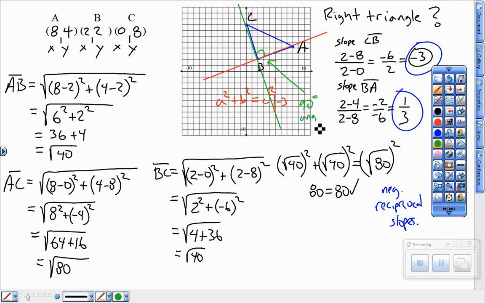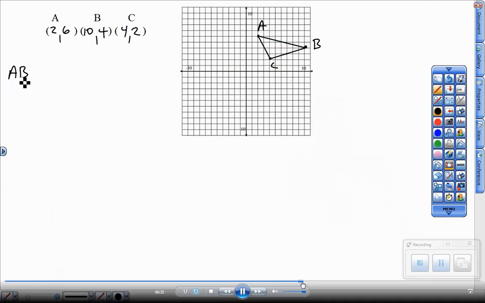Alright, got one more for you, and you're done. This one, A, B, C, I got 2, 6, 10, 4, 4, 2. I could see when I plotted this line has a slope of 1/3, where this one looks like it's going down negative 2, so not quite perpendicular. I bet it's not going to work.